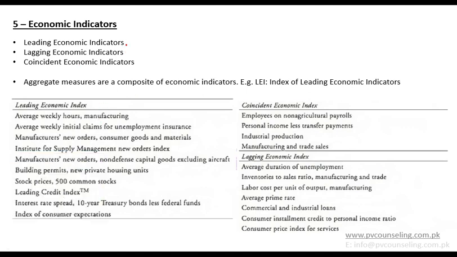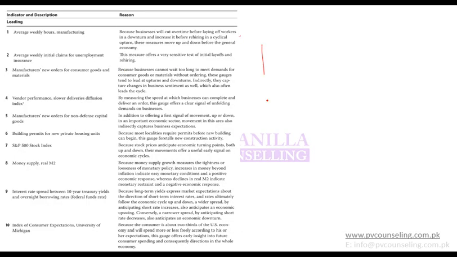Now the question is, you have so many leading, lagging, and coincident indicators. These here are all leading: average weekly hours, average weekly initial claims of employment, manufacturers' new orders, vendor performance, manufacturers' new orders for non-defense capital goods, and the S&P 500 stock index. Why stock index? Because the stock index tells you about the future. Investors react on the basis of future expectations, so the equity market changes for the future already. Anything related to the future is already priced in. Money supply, interest rate, and so on.